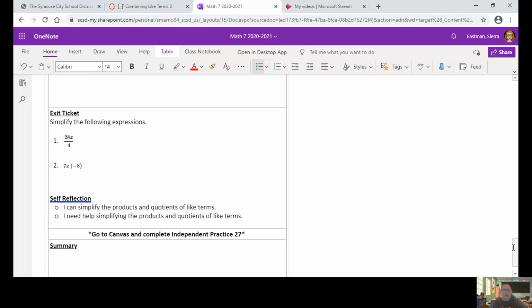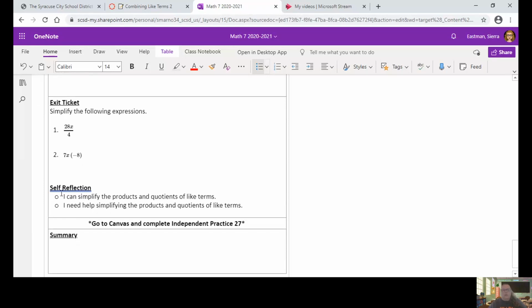Then go ahead and try your exit ticket. Make sure you complete the self-reflection. And then our last thing to do for today is to complete independent practice 27 on Canvas.